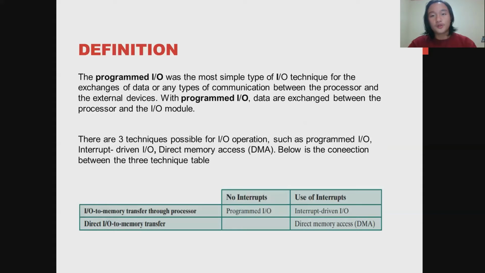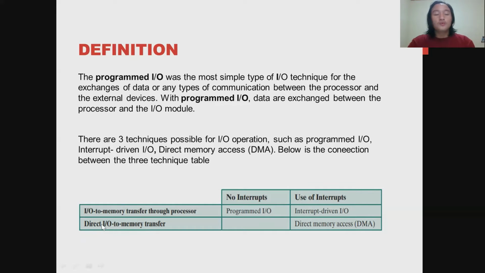Program input-output. Definition. Program input-output is one of the simplest types of input-output technique for the exchange of data in any type of communication between the processor and the external device. With program input-output, data are exchanged between the processor and the input-output module. There are currently 3 techniques possible for input-output operations: program input-output, interrupt-driven input-output, and direct memory access, or DMA. Below is the connection between the 3 techniques in a table.